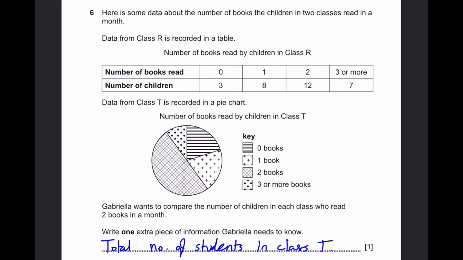Then she can measure the angle for 2 books, which is this one, and then just multiply this angle, which happens to be 180, divided by 360, times the total number of students. And that'll be our answer.